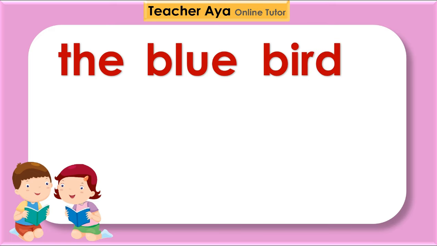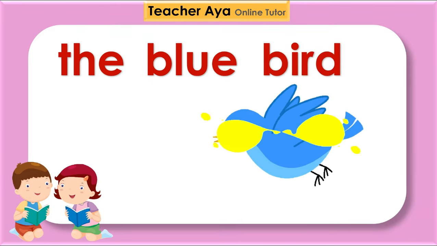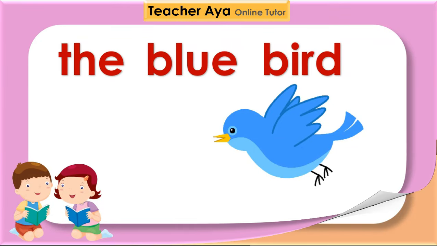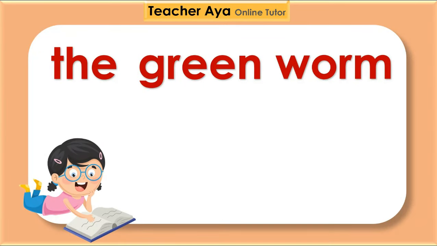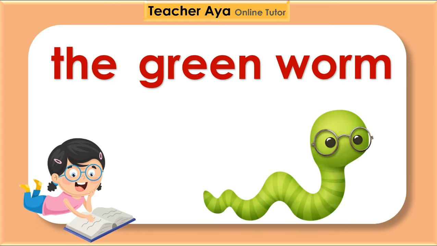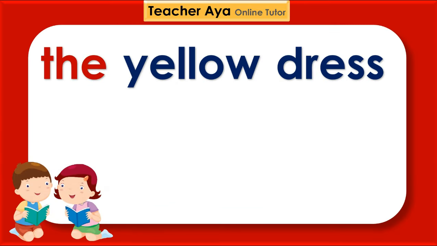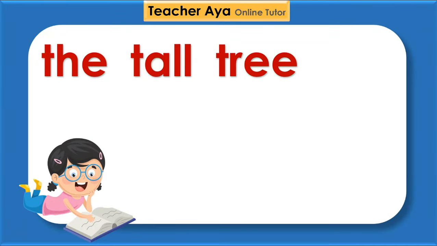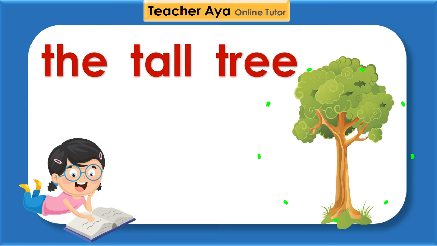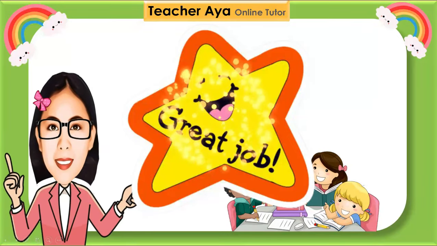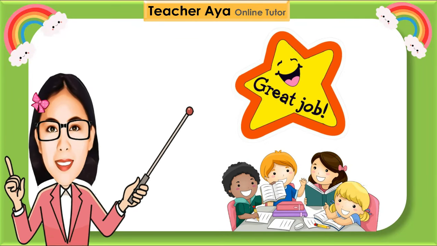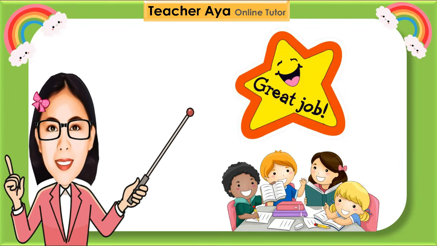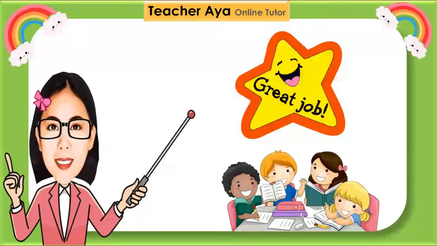The blue bird. The green worm. The yellow dress. The tall tree. Great job, children! Remember to always practice reading so you could be a good and a fast reader.